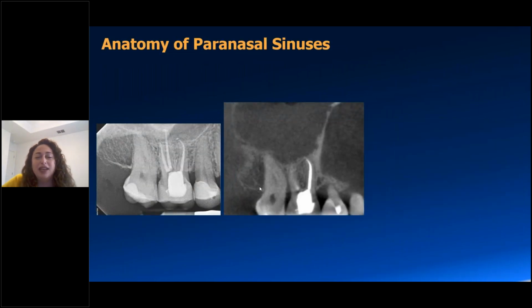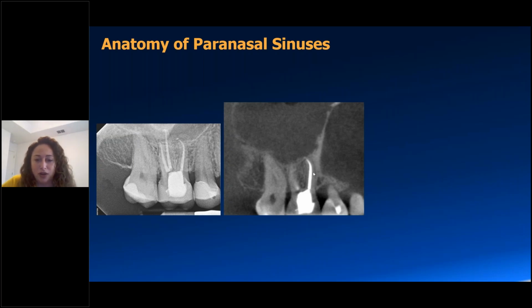And one very common mistake that I see when it comes to small field of view scans is that we forget what the normal color of the sinus should look like. When we see a scan like this, the patient actually came in feeling pain every time she bites on her right side.